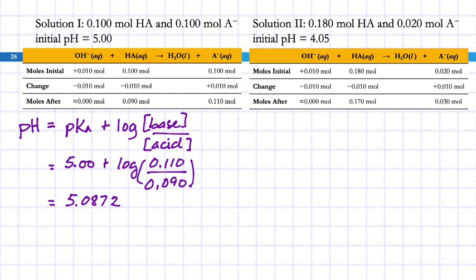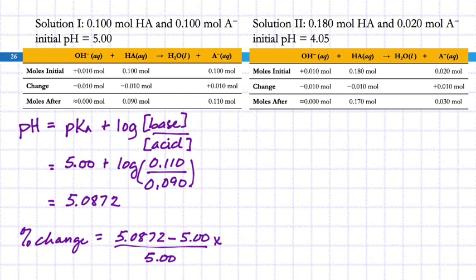What we're going to look at here is the percent change. The percent change will be the new one minus the original divided by the original times 100. And so that gives us 1.743, 1.7% change.